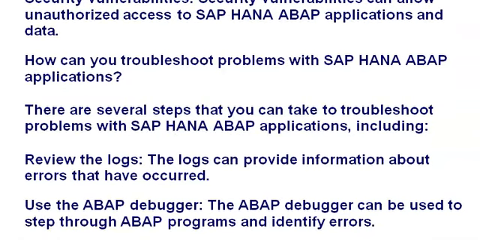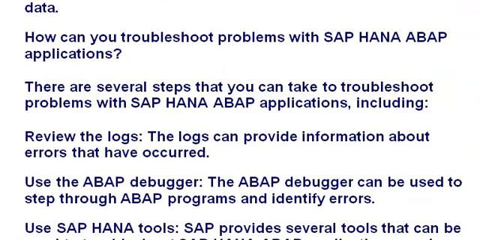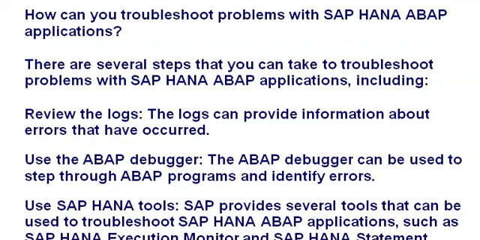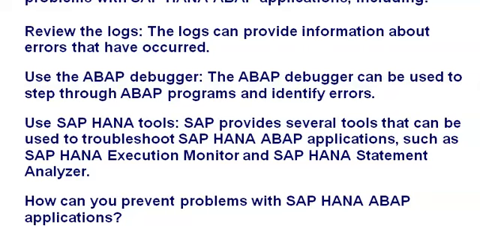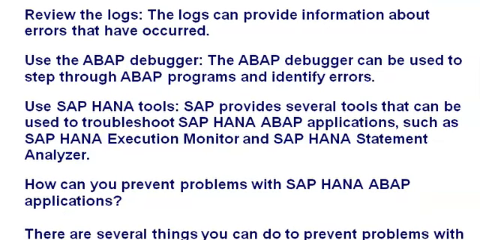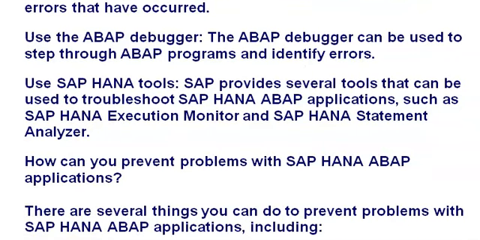How can you troubleshoot problems with SAP HANA web applications? There are several steps that you can take. Review the logs. The logs can provide information about errors that have occurred. Use the ABAP debugger. The ABAP debugger can be used to step through ABAP programs to identify errors. Use SAP HANA tools. SAP provides several tools that can be used to troubleshoot SAP HANA ABAP applications, such as HANA Execution Monitor and HANA Statement Analyzer.